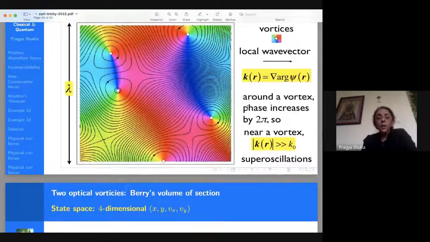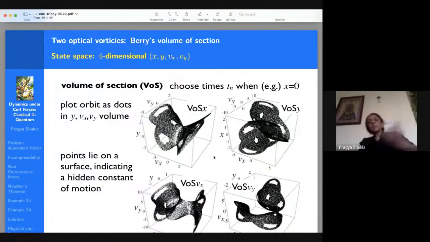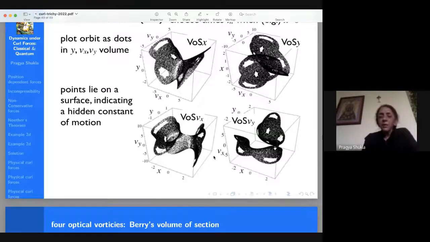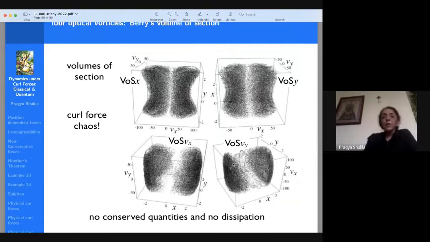Because you saw in the one optical vortex case a surface appearing, some kind of hidden constant of motion, the question is what happens if we make it further. So again, you do the volume of section plots, and now you see that although there is still some kind of surface appearing, on that surface the points are now filling the entire thing.